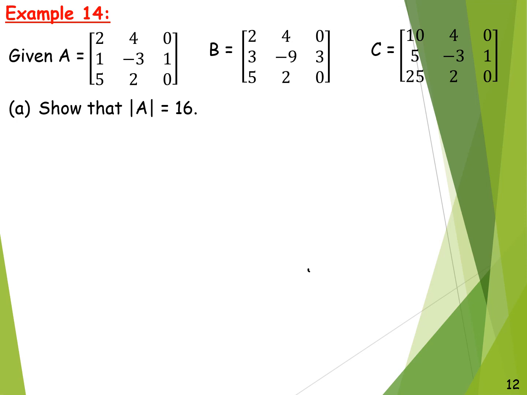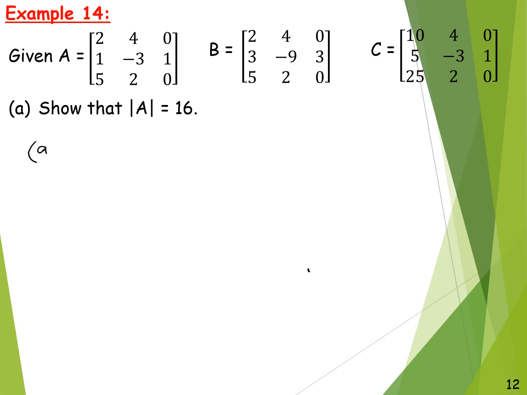Example 14. Given matrix A: 2, 4, 0, 1, -3, 1, 5, 2, 0. Matrix B: 2, 4, 0, 3, -9, 3, 5, 2, 0. And matrix C: 10, 4, 0, 5, -3, 1, 25, 2, 0. Show that determinant A is equal to 16.